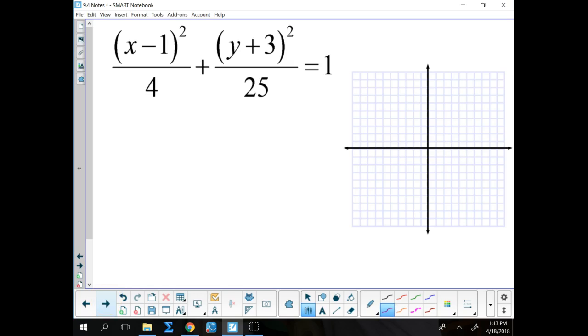All right, so here we go. Our first one is quantity x minus 1 squared divided by 4 plus quantity y plus 3 squared divided by 25 equals 1. First thing we have to check is that it equals 1. Do we have that? Yes. If we don't have that, we have to divide by whatever it's equal to over there, and that sets up our fractions. So, step number 1 says I need to find the center.